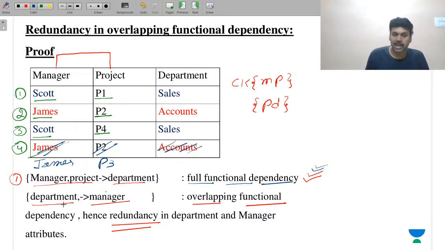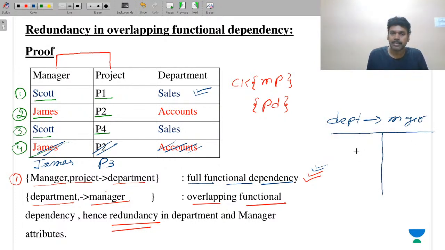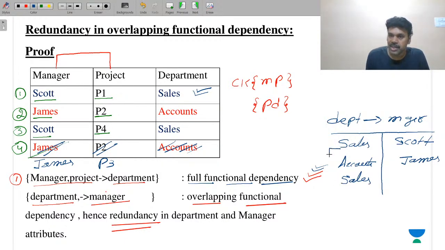But you observe carefully another one, department gives manager. So sales department, first one, no problem. I'm writing the first department and manager only. Department implies MGR. First department is sales and manager is Scott. Second department is accounts and manager is James. And when I call sales once again, what is going to happen? When you repeat the department, as the LHS is repeated, the RHS must be repeated. So here also, if I am writing accounts again, what will happen? James must come.